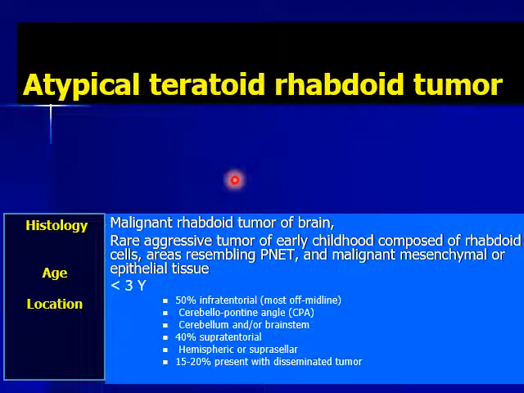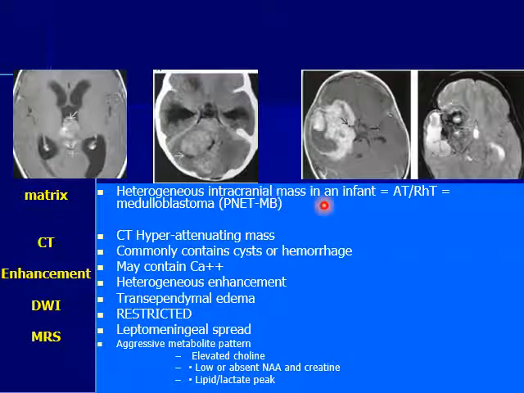But when it comes in the fourth ventricle or the third ventricle, you should consider the medulloblastoma variant, which is atypical teratoid rhabdoid tumor. It almost has the same features of the pattern. These are the different locations. Okay, we are interested in the intraventricular, usually hyperdense because of high cellularity, calcification, hemorrhage may occur, heterogeneous enhancement, restricted diffusion, leptomeningeal spread, and on MRS it has an aggressive metabolite curve.